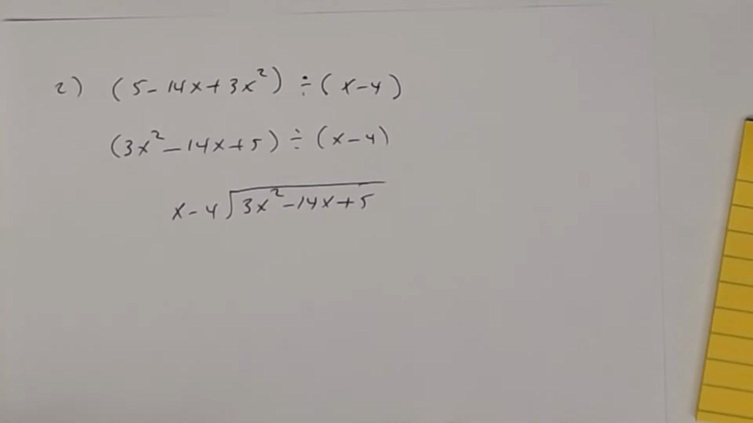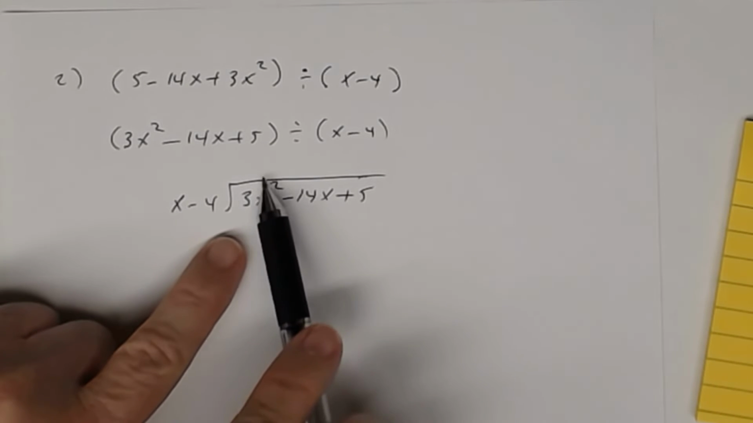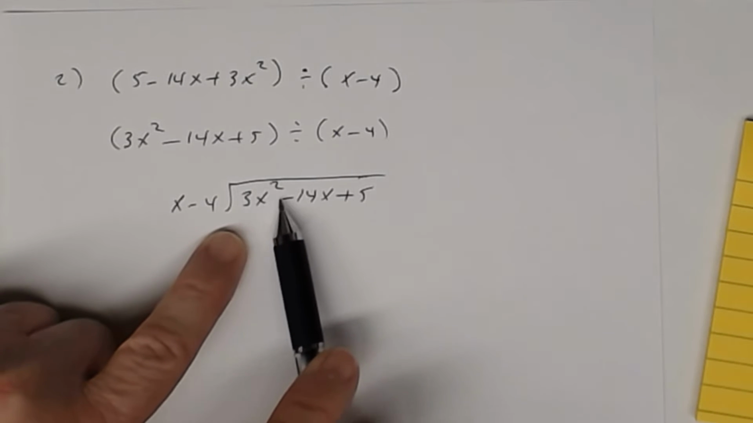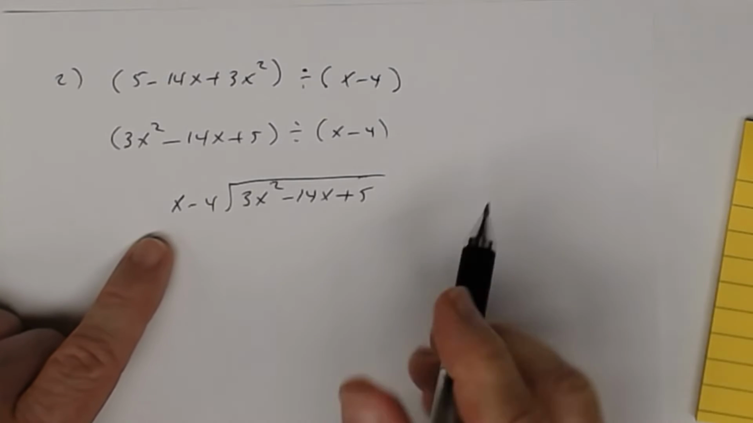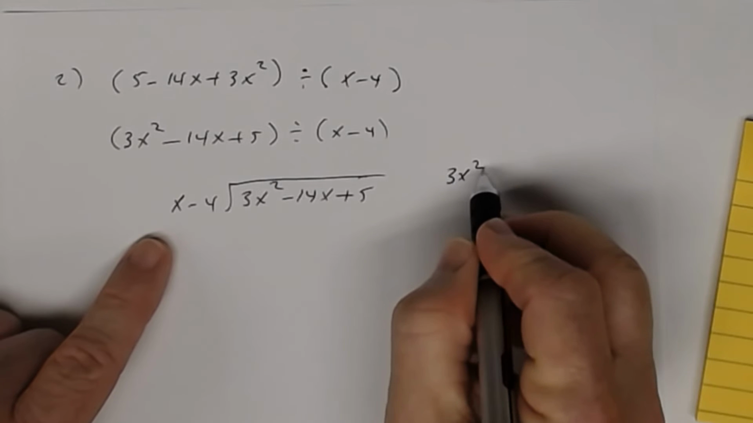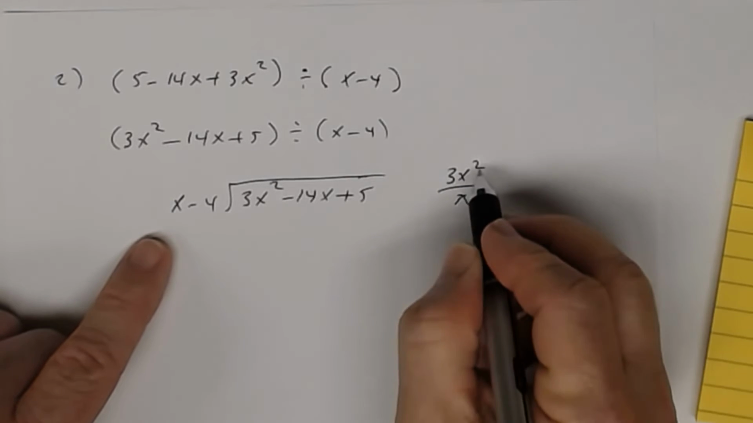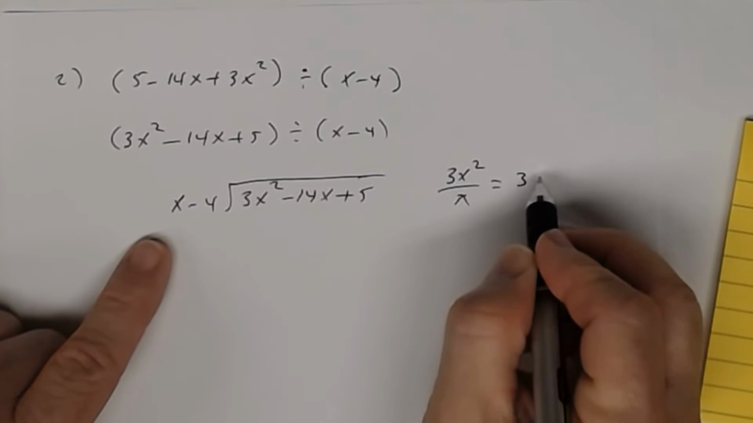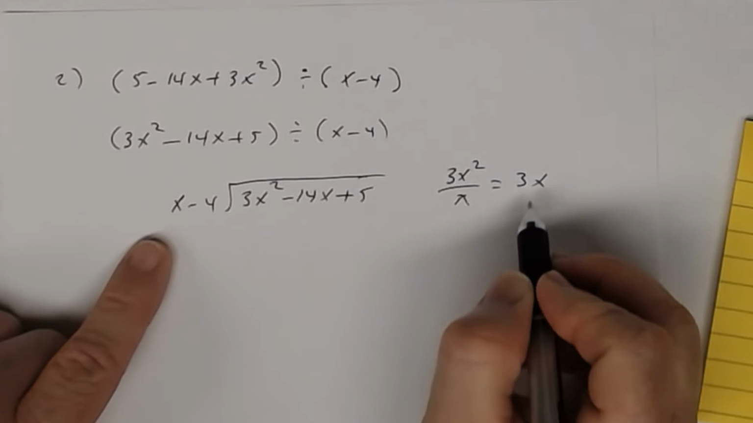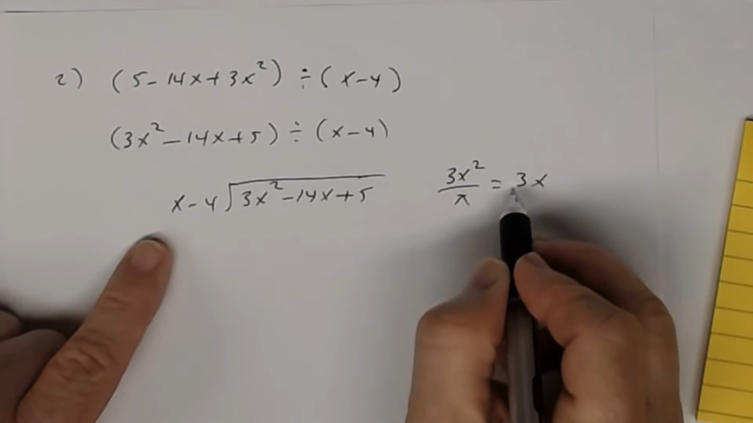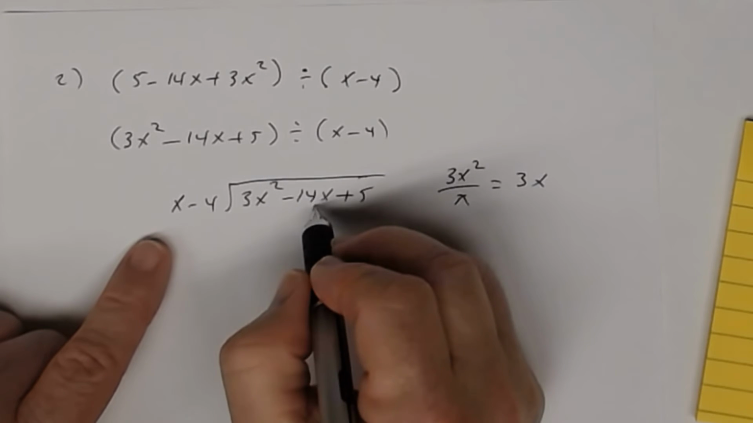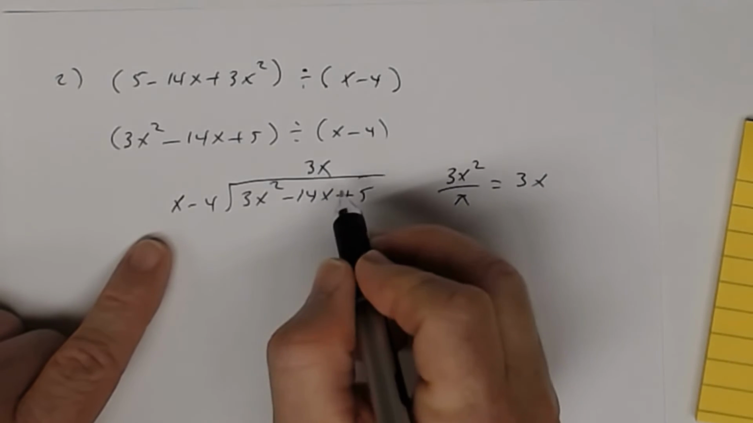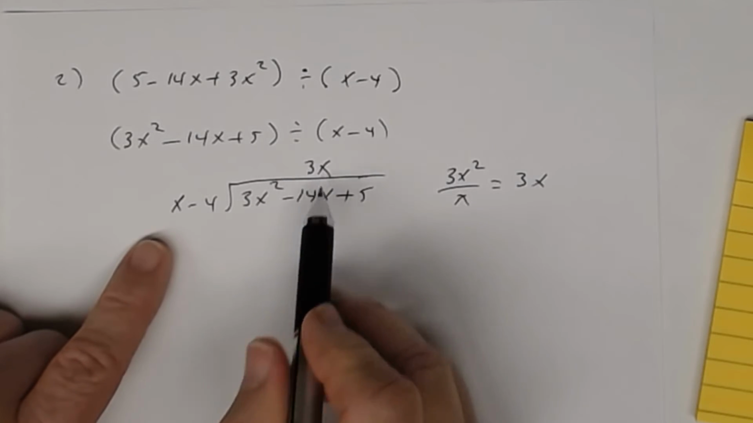Okay, so we go through the process. We take the first term here of the dividend divided by the first term of the divisor. So basically we're saying 3x squared divided by x. So when I simplify this, this becomes 3x, because x squared divided by x is x. Now remember, we take this and we put it in the quotient, but you put it over its like terms to make it easier to deal with. So I'm going to put 3x here. Once you do that, then we go to the next step.